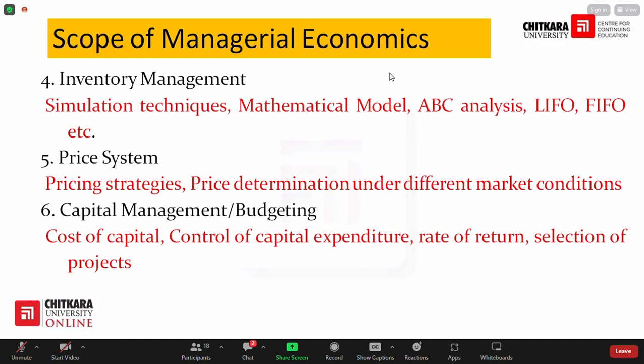Capital management, budgeting. It will tell you how you should make your budget, how you should make the best utilization of your capital. How much you have to spend on the input, how much money you need to take from the banks, and everything you will study over here, so that you can make the best utilization of your money and make a better budget.